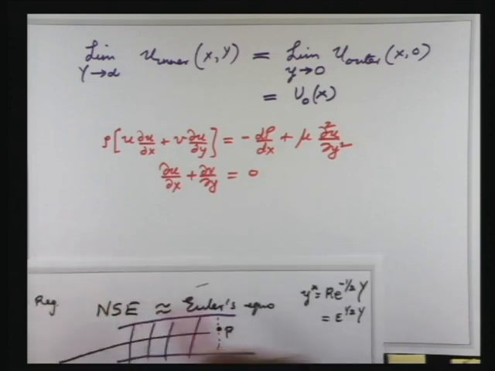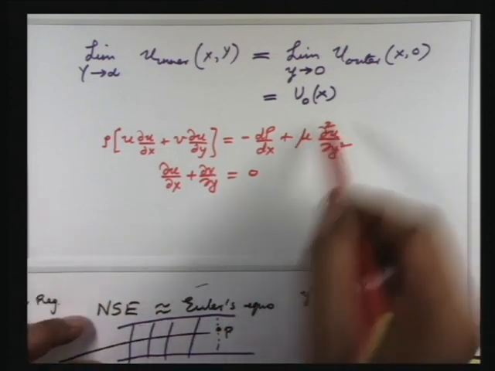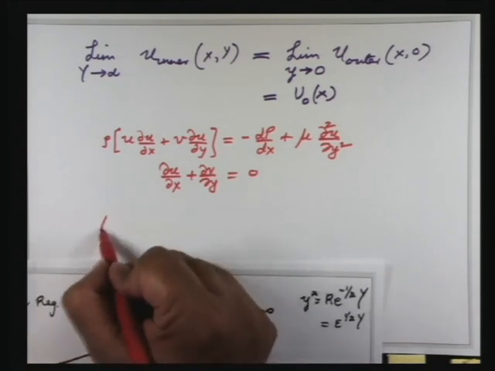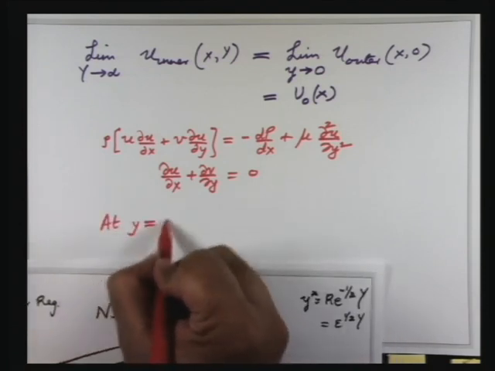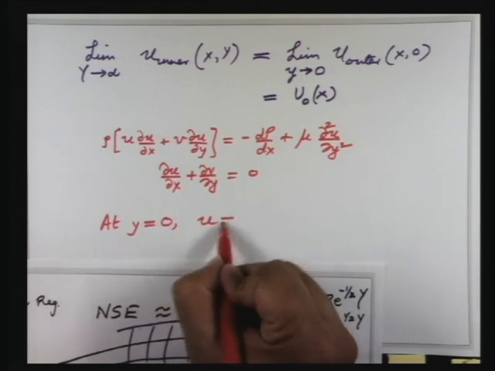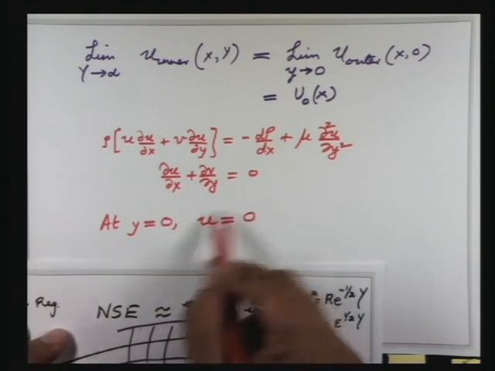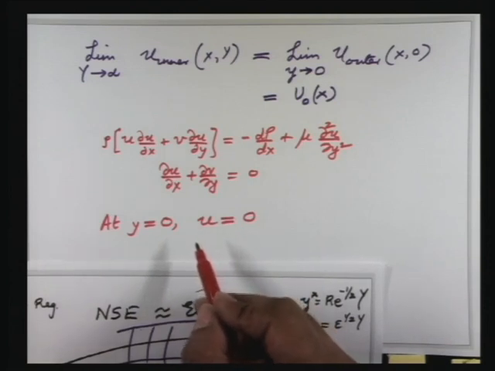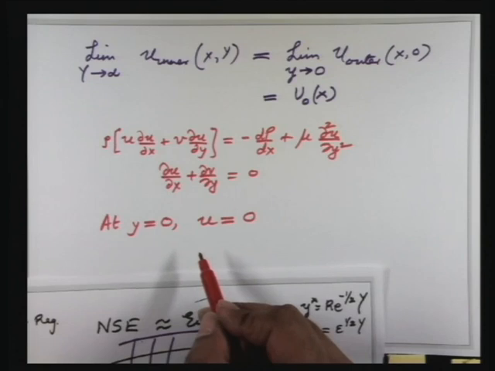Now you have a second derivative of u with respect to y. So you need two boundary conditions. One is at the wall, at y equal to 0, you enforce the no slip boundary condition u equal to 0. So this was a condition which you could not apply on the solution of the approximate equations in the outer region. That is why you have to supplement the solution by another approximation in the inner region.